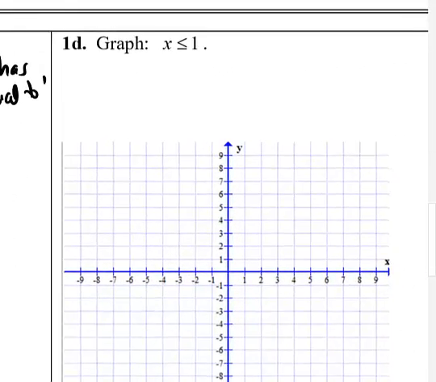Alright, let's try this one. This one's a little different because it's an x as well. But like we did in the previous one, imagine that was an equal sign, x equals 1. That's a vertical line.